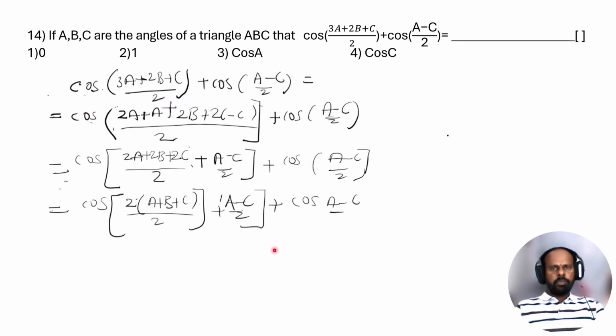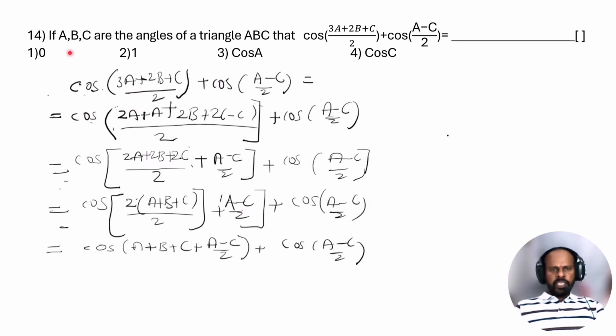Okay, and now if you observe here, 2 gets cancelled, so a plus b plus c left, and next term writing as it is, a minus c by 2, close the bracket, plus second term writing as it is. Already given in the condition, a, b, c are the angles of a triangle. So in a triangle, sum of 3 angles, that is a plus b plus c equal to 180, and remaining terms I am writing as it is.